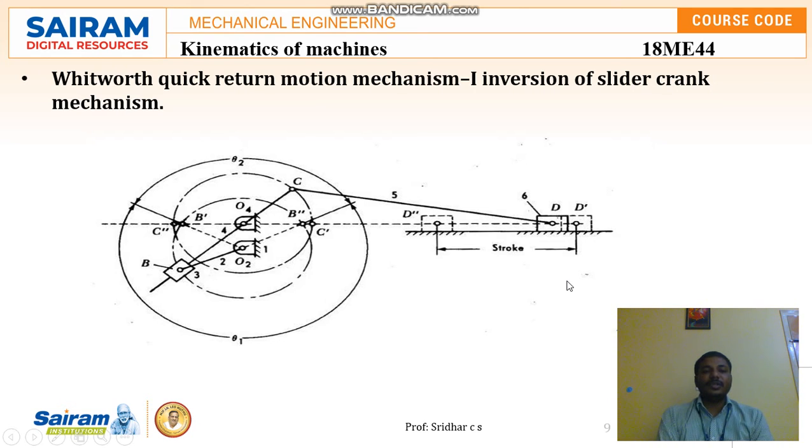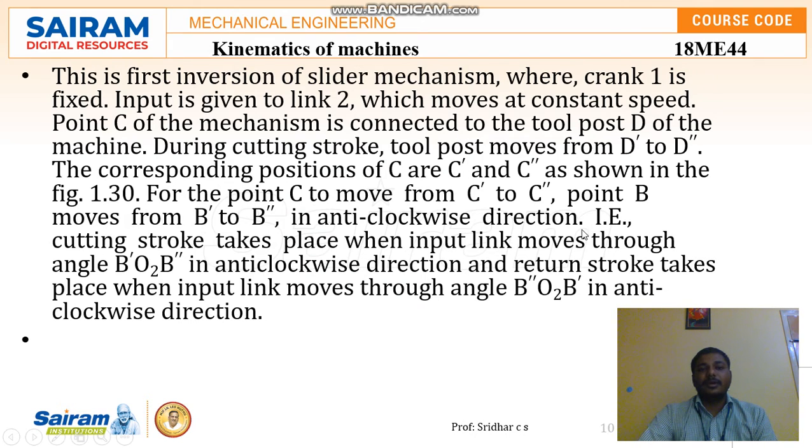So this is the Whitworth quick return motion mechanism, where you can see it moves in an anti-clockwise direction. When the input link moves through the angle B double dash to O to B1 in an anti-clockwise direction, the return stroke will take place.